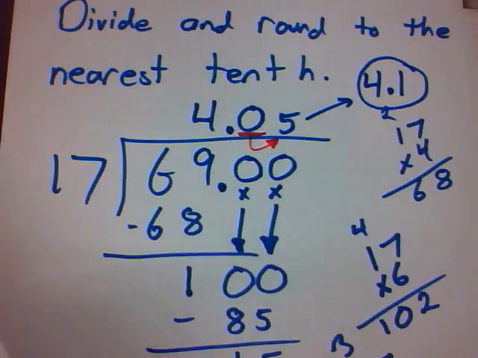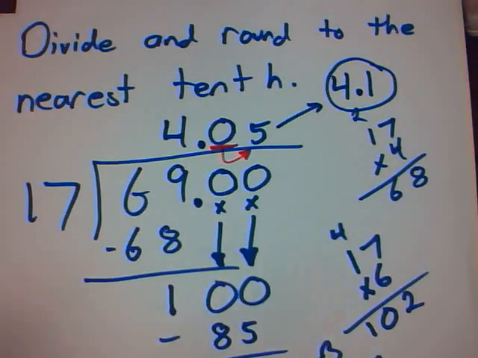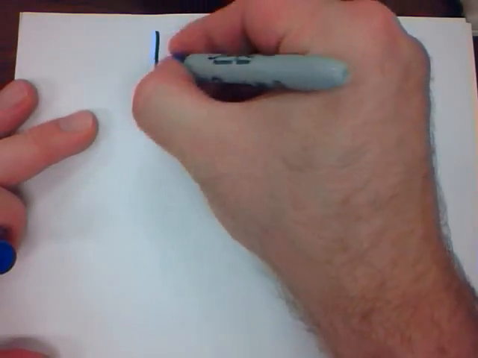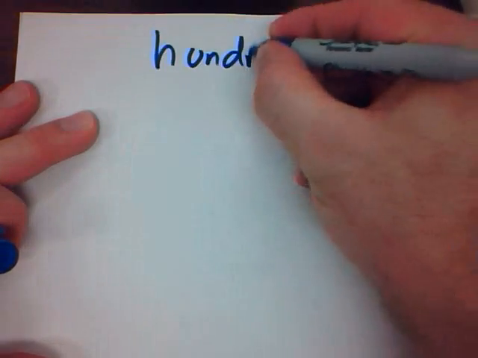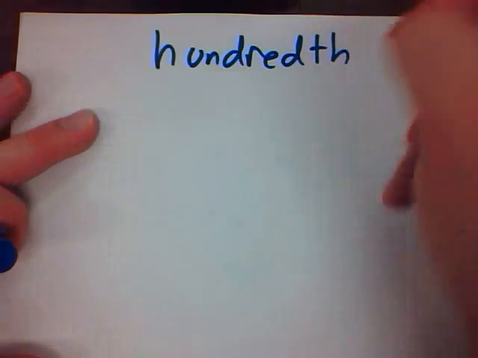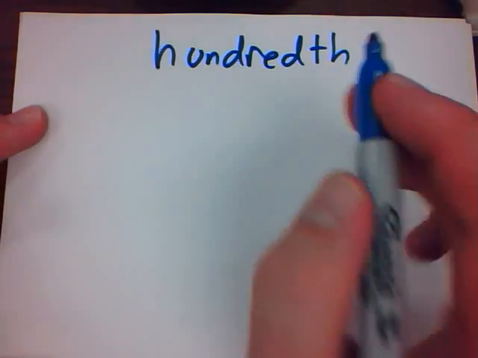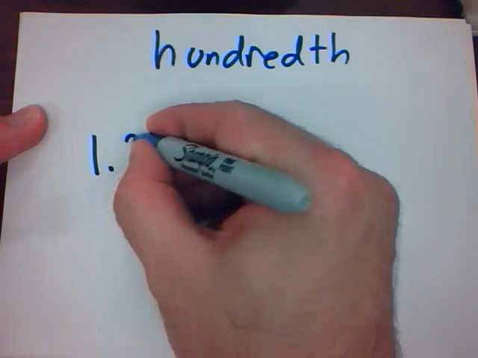Let me do another example. Also, dividing and rounding. This time we're going to divide and round to the nearest hundredth. So I'll just write that on the top, hundredth. It's going to be divided to the nearest hundredth. Here's the question I'm going to work with.